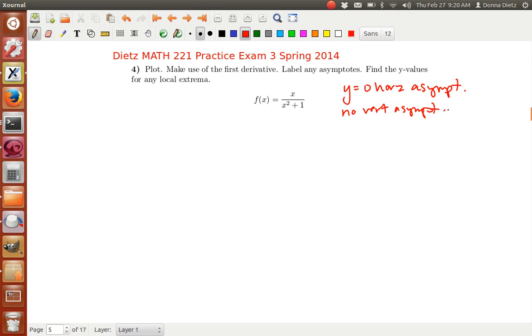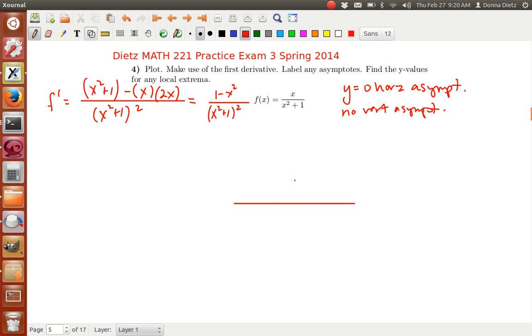And we need the derivative. Okay, so f prime is the bottom squared, times the derivative of the top, minus top, times derivative of the bottom. So we have 1 minus x squared over this thing squared. Okay, so what's the numerator look like? It looks like 1 minus x squared, like that.